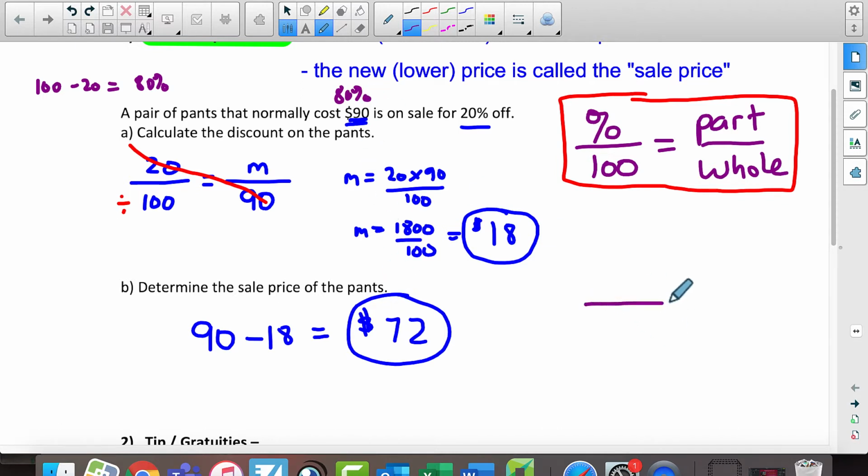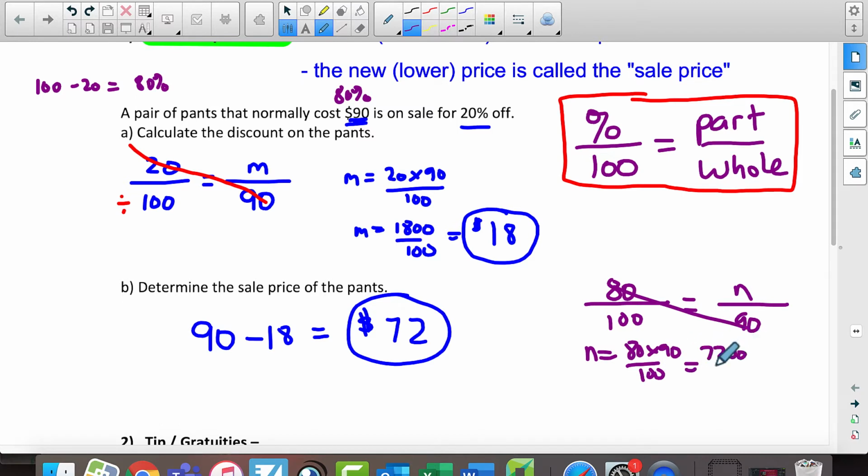Don't believe me? I'll do it super fast. I don't want this to take too long. So we can always put down 100. Do we know the percent? Yes, it's 80, so we put that there. We want to know 80% of 90. 90 is the whole. Call this n and cross multiply. That would be 80 times 90 divided by 100. 80 times 90 is 7,200, divided by 100. You get 72, just like we got right here. So saving 20% means you're left paying 80%. Saving 40% means you're left paying 60%. Always adds up to 100, right?